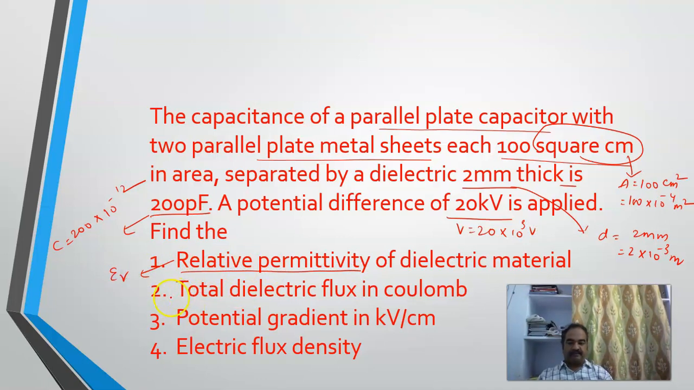Epsilon R. The dielectric flux psi, which is nothing but Q. The potential gradient in kV per centimeter. What is the potential gradient, guys? It is V by D. Then the electric flux density, which is nothing but D equals Q by A, or you can write epsilon naught epsilon R into E. Anything is okay. So I will compute each of these now.